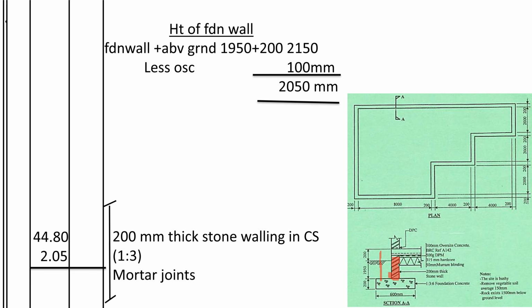1950 plus 200, once you deduct for the oversight concrete, which is here, you remain with the height of the wall. So 1950 plus 200 is 2150. Then you deduct 100 for the oversight concrete. You remain with 2050 millimeters. So if we take off wall in area, the center line times the height of the wall, then you just write 200 millimeters thick stone walling in cement slab ratio 1:3 mortar joints.